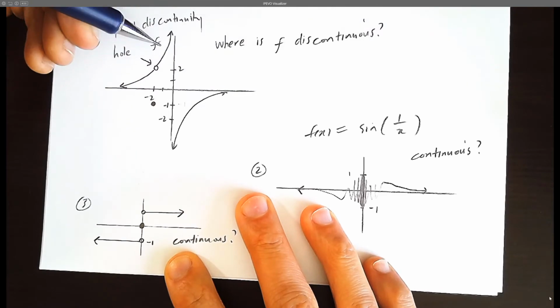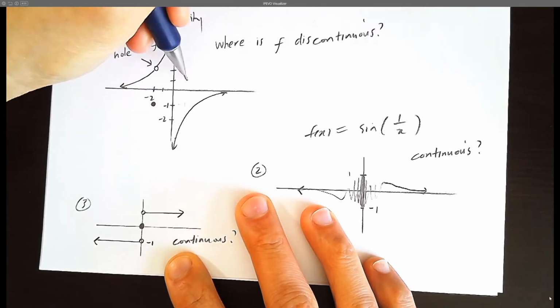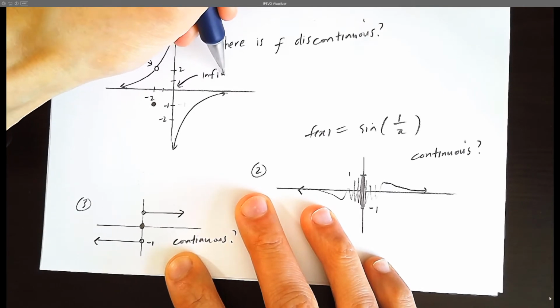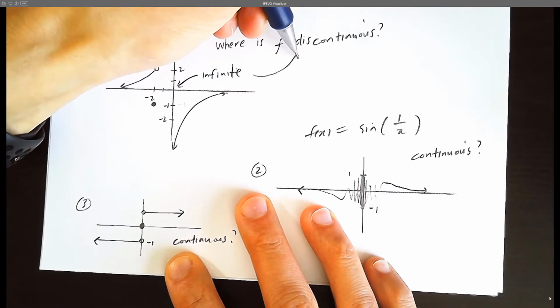And then here we're jumping from positive infinity to negative infinity. So there's a discontinuity here as well. We'll call this an infinite discontinuity.